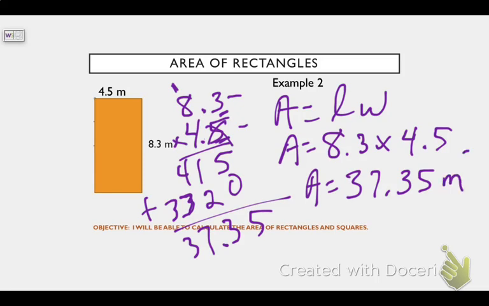meters square. Again, the reason we call it squared is that it's a 2D shape. We want to know how many square meters we can get inside of this object.